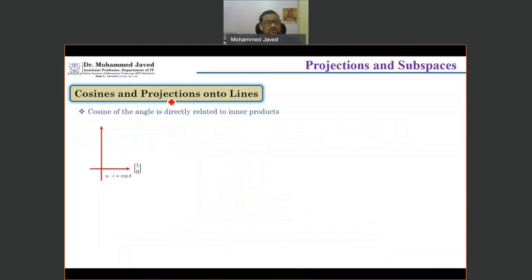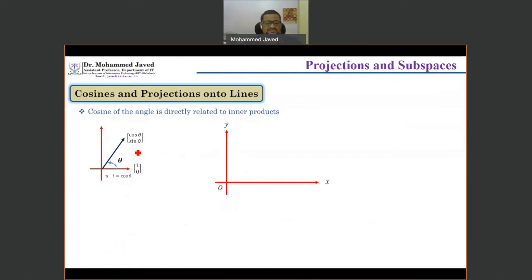So now see a very related concept. The cosine of the angle is directly related to the inner product. So now suppose I have a unit vector which is represented as (1, 0). If I rotate it by an angle theta, then my point becomes (cos theta, sin theta), right?